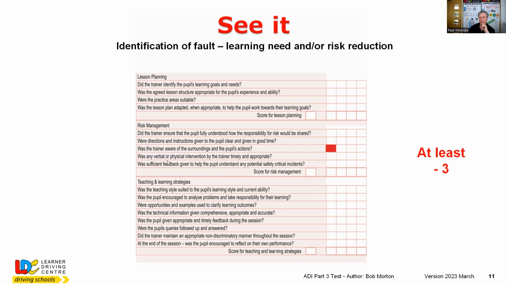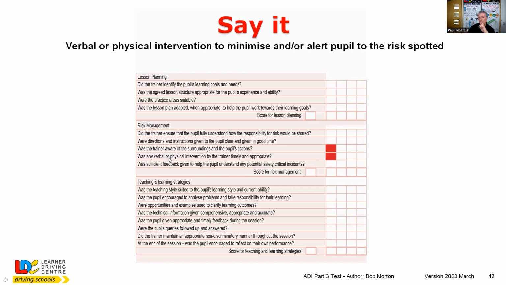Now, if you didn't see it, then the chances are you've not given any verbal intervention, you've not said it, you've not intervened in any way, you've not brought it to the student's attention. So guess what? You've got now -3 for verbal and physical intervention by the trainer timely and appropriate. So you're now at -6. So those 2 3s have now become 0.